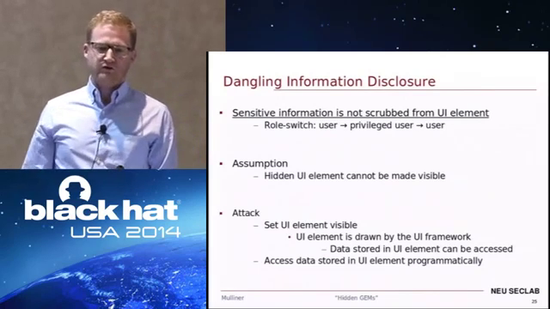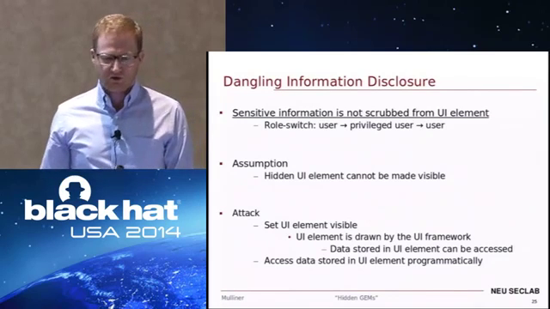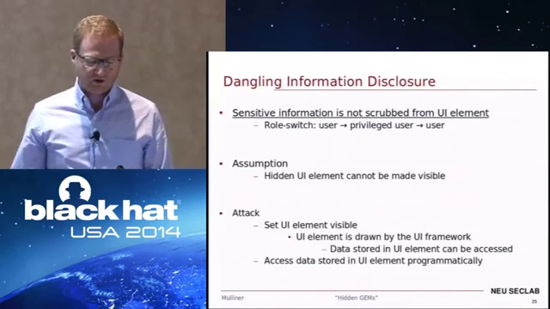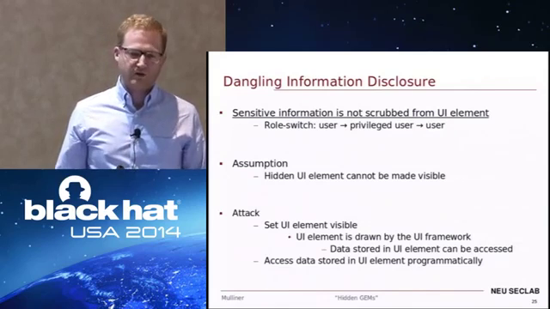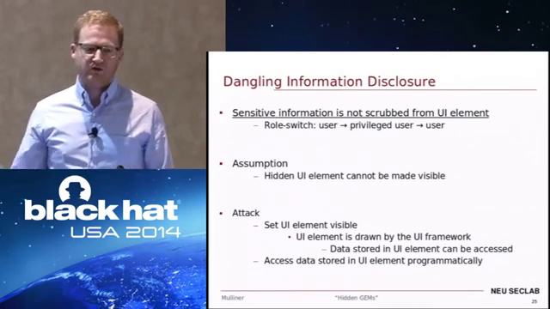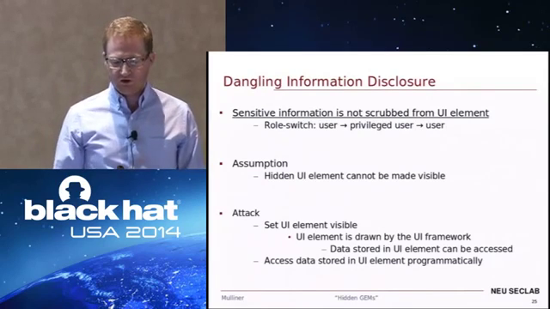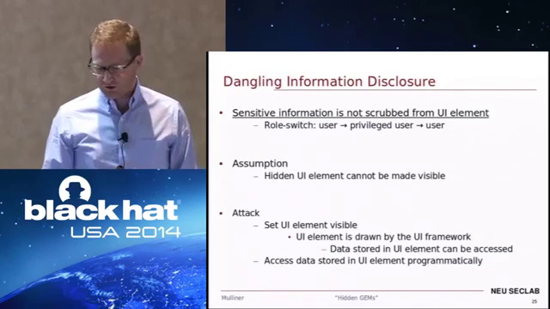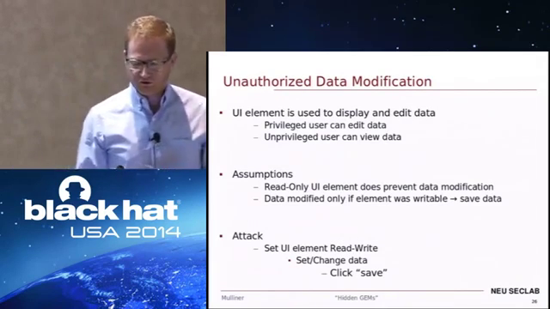And if the application doesn't remove that UI element, you may have leftovers there. Maybe data the privileged user was able to see, or maybe things like the password from that user. And the attack is basically the same. You just go back and say, show me everything that's hidden, and then you can see if there is hidden stuff. And we found a bunch of those. I'm not going to demo this one because the next one is way more interesting.